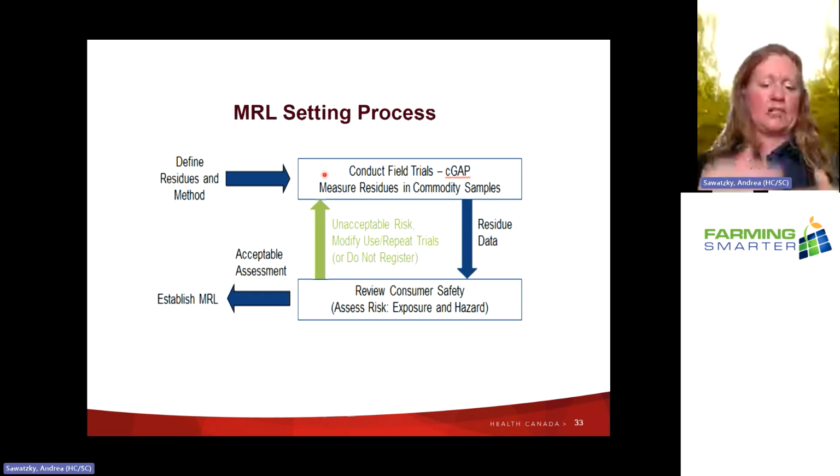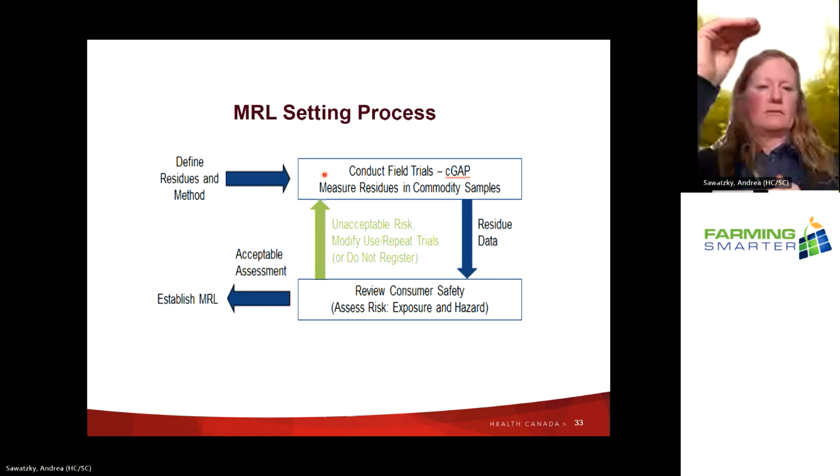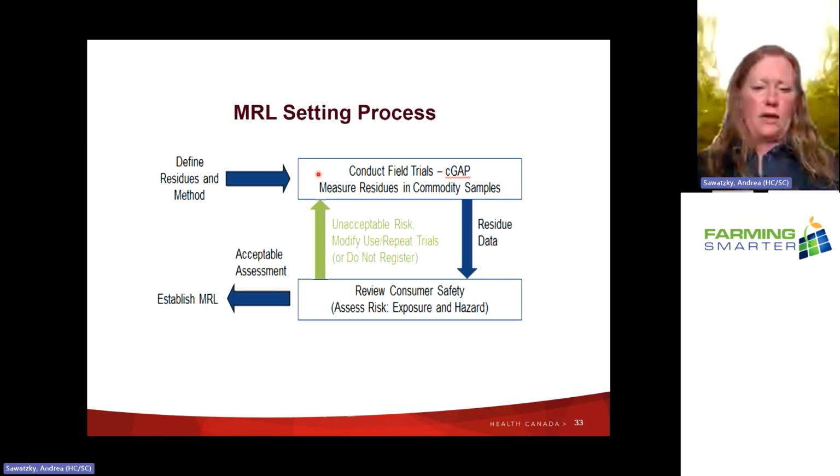So maybe they took the most extreme situation. Maybe they have to now make it a little less extreme, till they find the amount that is just perfect, right? If it's all acceptable, then their MRL is established. So it could go around in circles for a fair bit of time before they find the acceptable assessment.